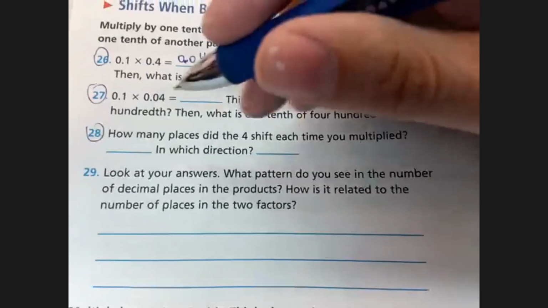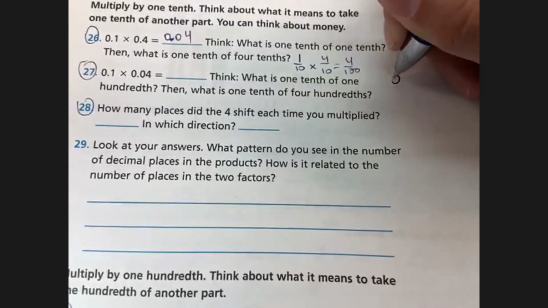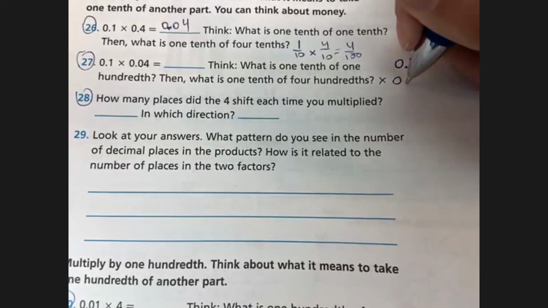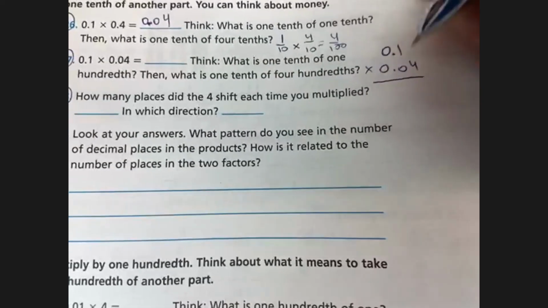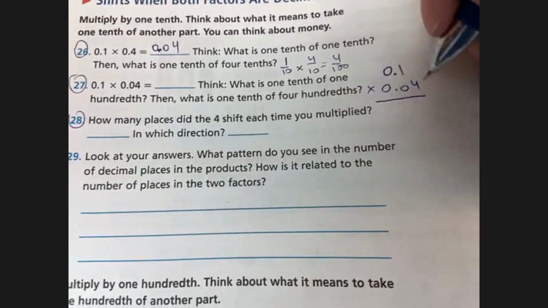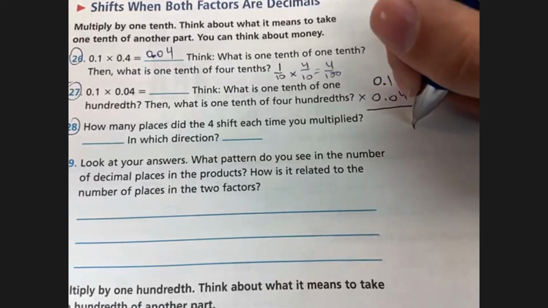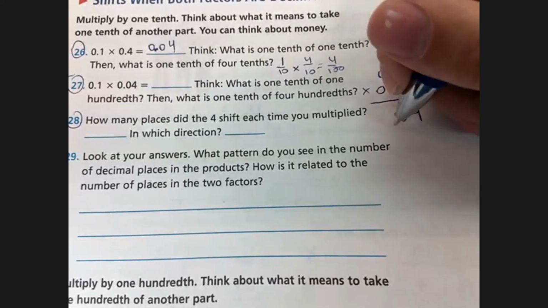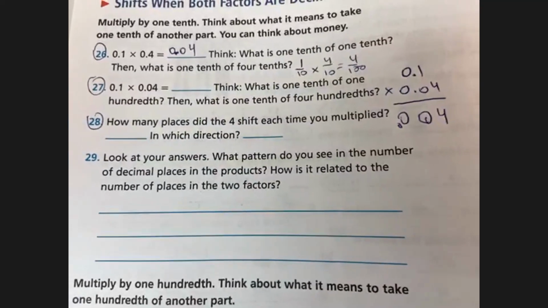I'm going to show you guys a couple methods to do this. First method, write it here. 0.1 times, write it vertically, 0.4. How many numbers do we have to the right of the decimal? This is one method to use. How many numbers do we have to the right of the decimal? 3. So what's 4 times 1? 4. So I would go 1, 2, 3. That's one way you could do it and get your answer.